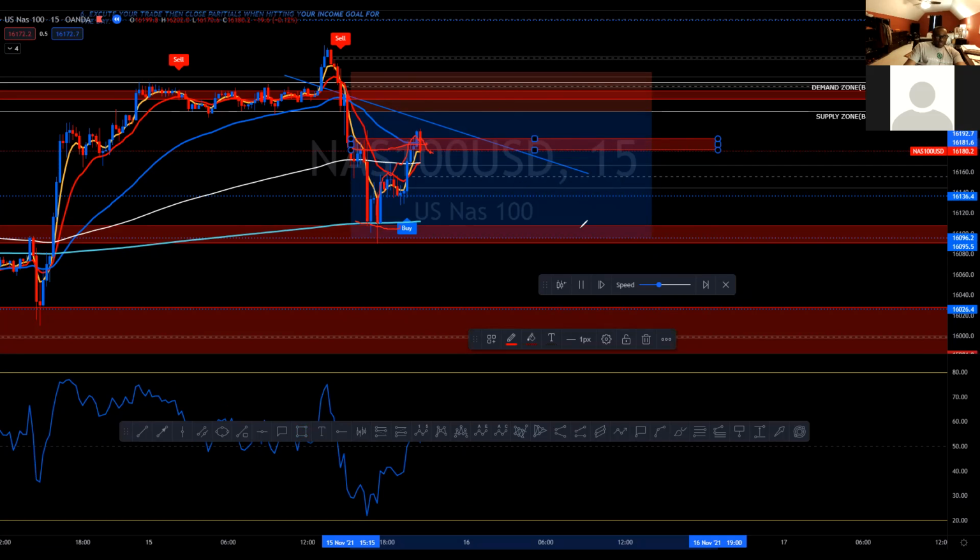Let me know in the chat if you see what I'm talking about. So they brought it back up to here. Now they're going to probably fill this imbalance, and then they're going to buy price up to here to eventually fill this area.